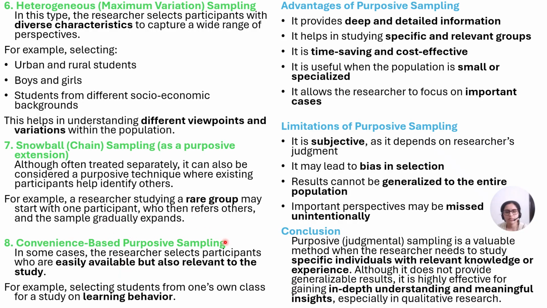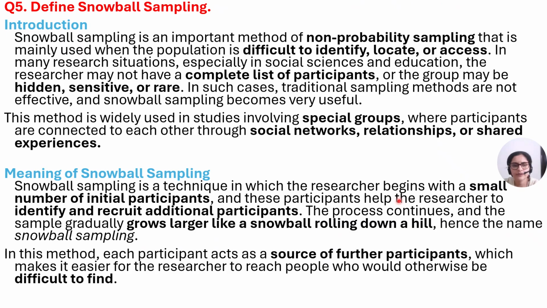Then convenience-based purposive sampling. Okay, the researcher selects participants who are easily available, but also relevant to the study, that is based on convenience. Example, selecting students from one's own class for a study of learning behavior. Okay, it is very easy. Whatever class he is teaching in, he will select the students from the same class. Okay, that is convenience based. So these are the advantages and limitations. You can go through them.